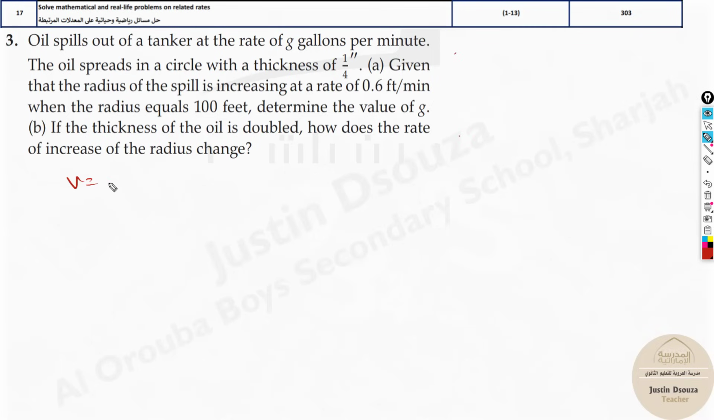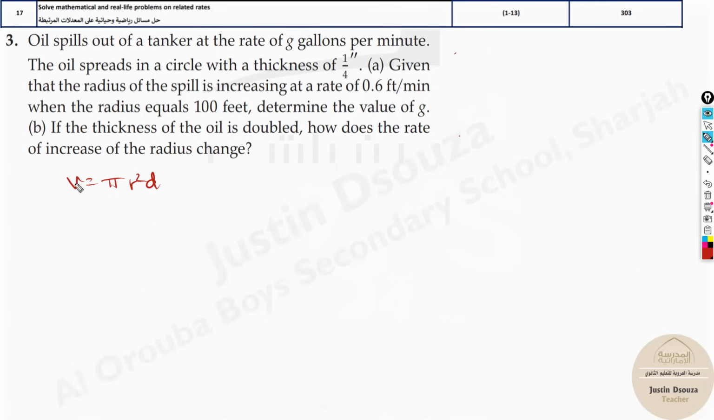Now I'll just write volume. What is volume? It's pi r square times d. Why? Because it is circular over here. They have given the thickness and they have told it is in terms of a circle. So it is area pi r square and d. Now here, what is the inches in terms of feet? 1 by 4 inches, right? We just now did it. It'll be 1 by 48. Why? Because you just divide this by 12. When you divide it, it will be 4 times 12, 1 by 48.